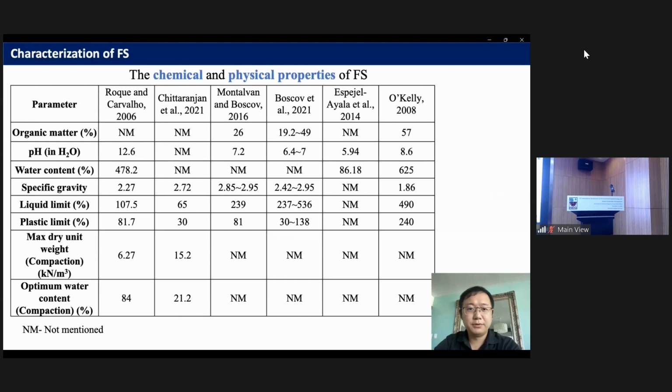This table shows other chemical and physical properties of freshwater sludge, and we can see the quantities of the organic matter content, pH, and water content are quite different. For the water content, some studies reported more than 600%. It is because in some water treatment processes, the freshwater sludge is not filtered or pressed into cakes, so they are in slurry form and have a high water content. This also affected the liquid limit and plastic limit.